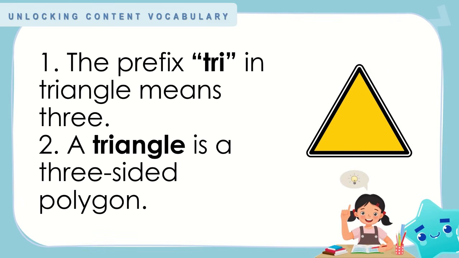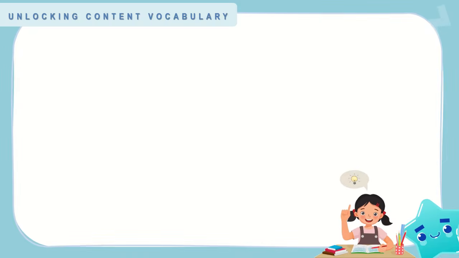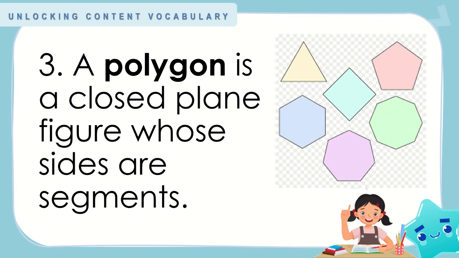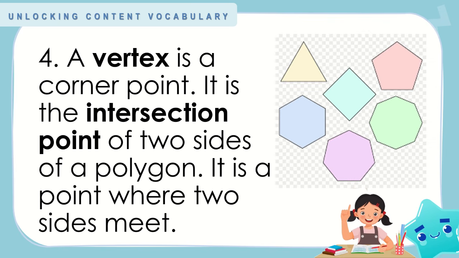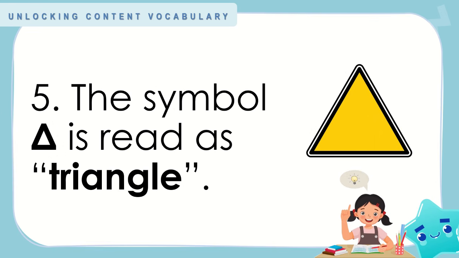The prefix tri in triangle means 3. A triangle is a 3-sided polygon. A polygon is a closed plane figure whose sides are segments. A vertex is a corner point. It is the intersection point of two sides of a polygon. It is a point where two sides meet. The symbol is read as triangle.